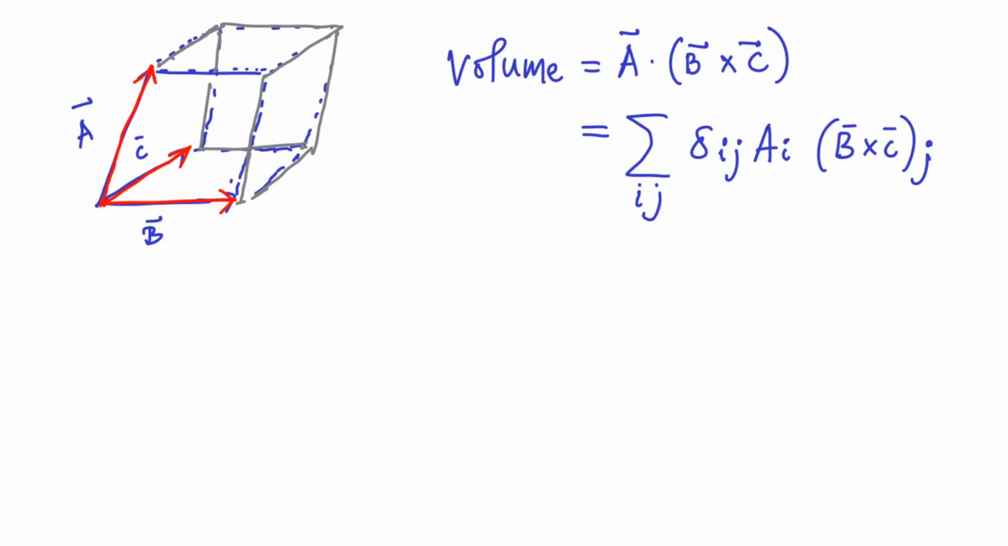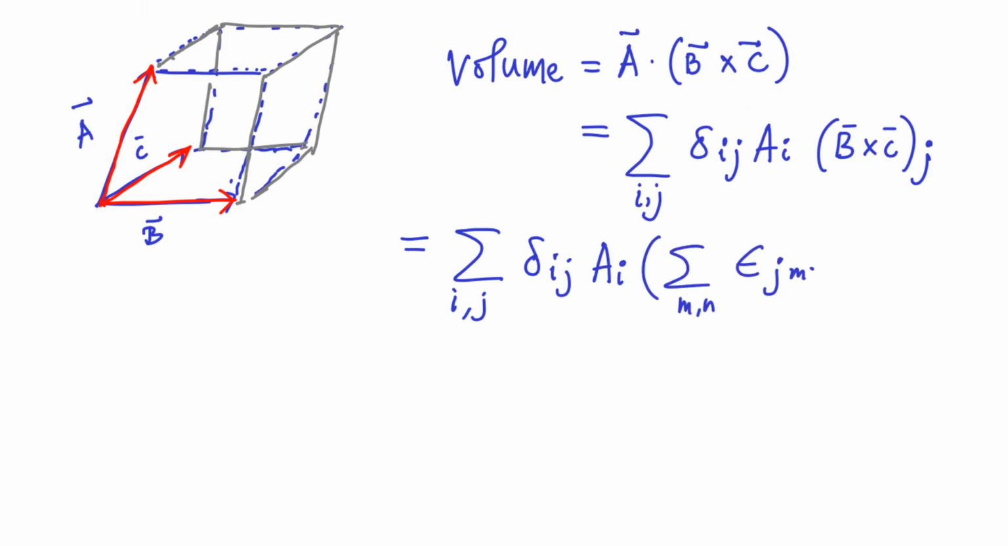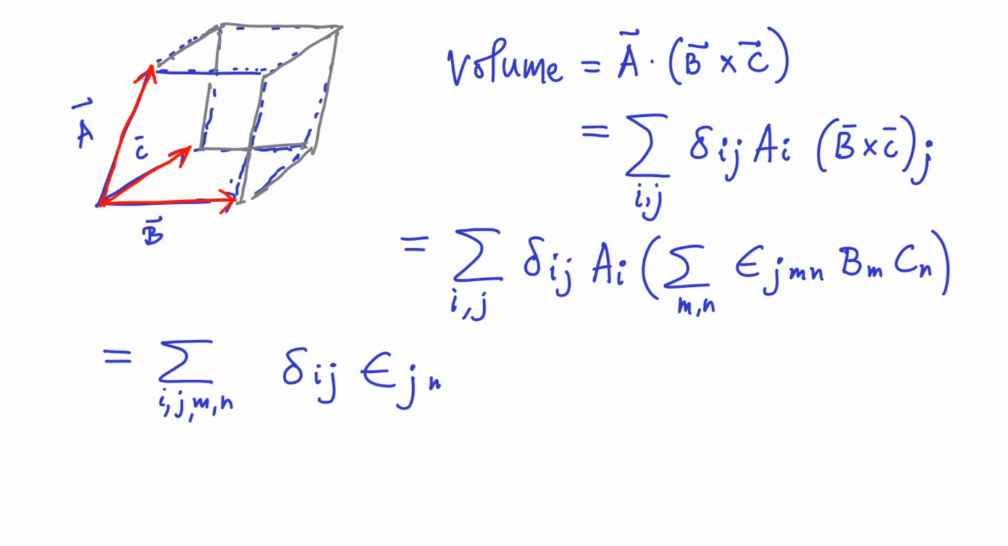Now we have seen the dot product can be expressed using index notation. So let us first write the dot product between A and B cross C. By introducing Kronecker delta, we can express the outer dot product as delta ij times ai times the jth component of the cross product B cross C. Now the jth component of B cross C can be expressed using the Levi-Civita symbol as you see it here. Overall, we can express the volume as summation over i, j, m, n of the quantity delta ij times epsilon jmn times ai, bm and cn.